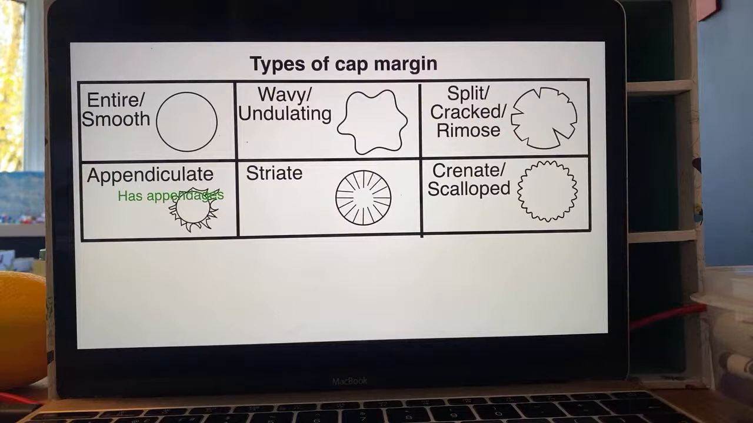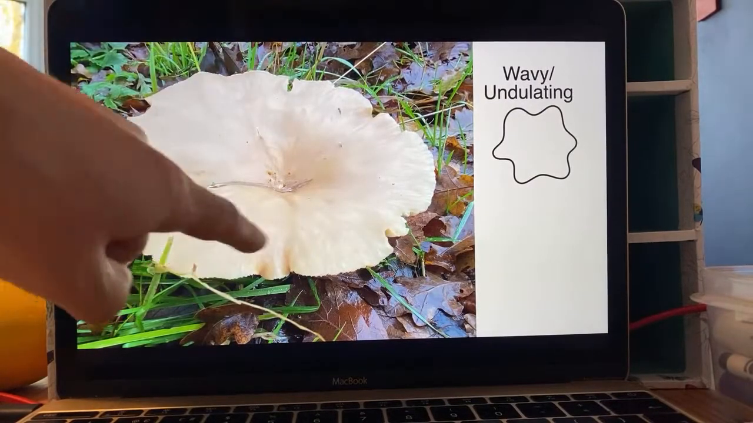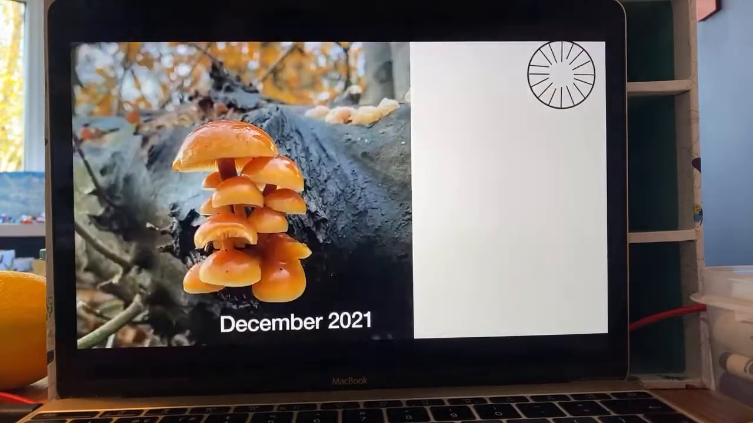So that one that I found, the trooping funnel, can you remember? I'm hanging on so that you've got the answer. The trooping funnel one, you would say that was wavy undulating. I mean, it is a bit cracked as well, actually, isn't it? But I think mainly undulating.